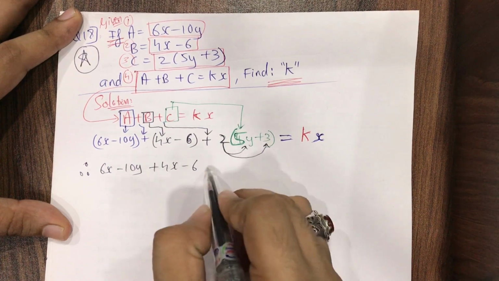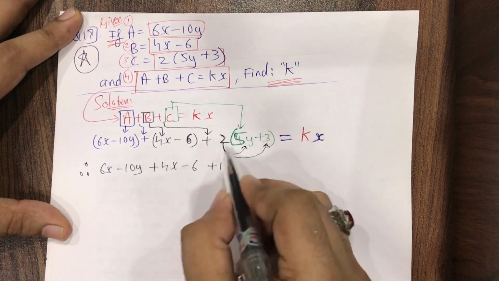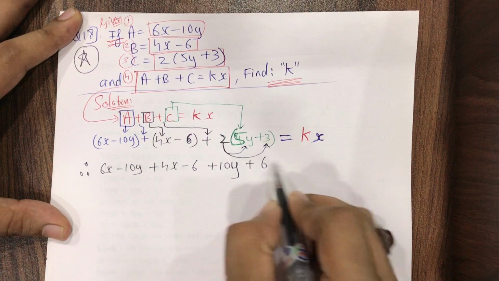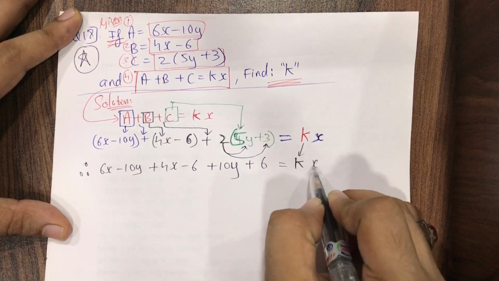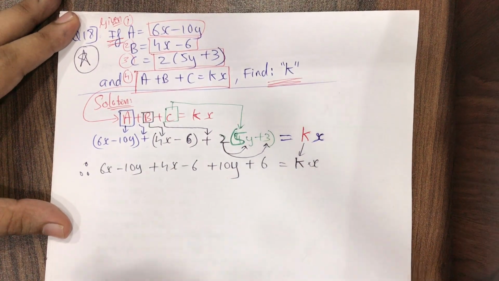So 2 multiplied by 5y gives you 10y, so it becomes plus 10y. And 2 multiplied by 3 gives us 6, is equal to K as it is copied, and X as it is copied. K multiplied by x. When there is no sign, it means it's multiplication in between them.